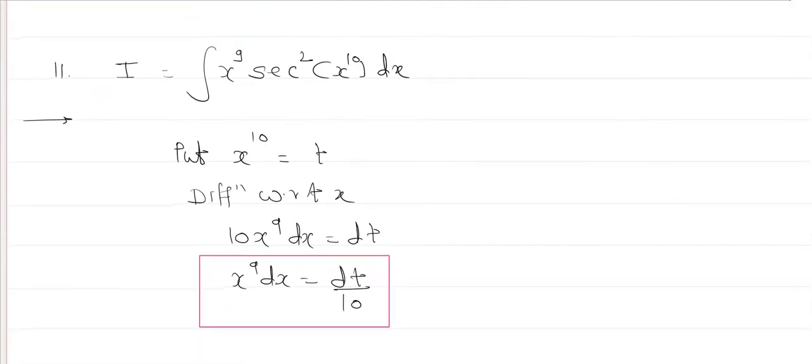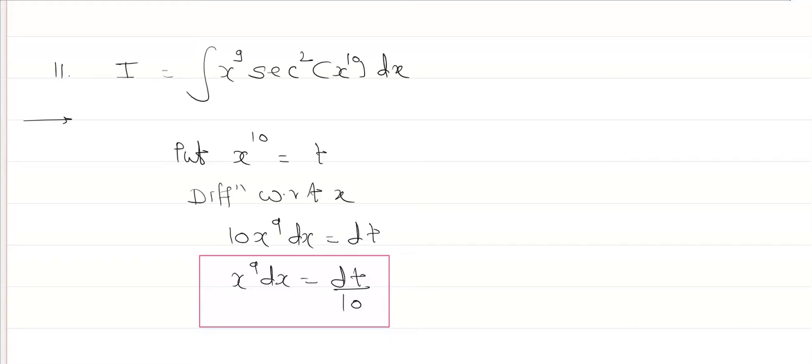Now the problem number 11. I is equals to integral x raised to 9 sec square x raised to 10 into dx. मग आता पुन्हा माझी इथे सबस्टिट्यूशन काय असणार आहे? इथे 10 आहे, इथे 9 आहे, म्हणजे x raised to 10 म्हणजे किती? तर t मानणार आपण. Differentiate this with respect to x. 10 x raised to 9 into dx is equals to dt.